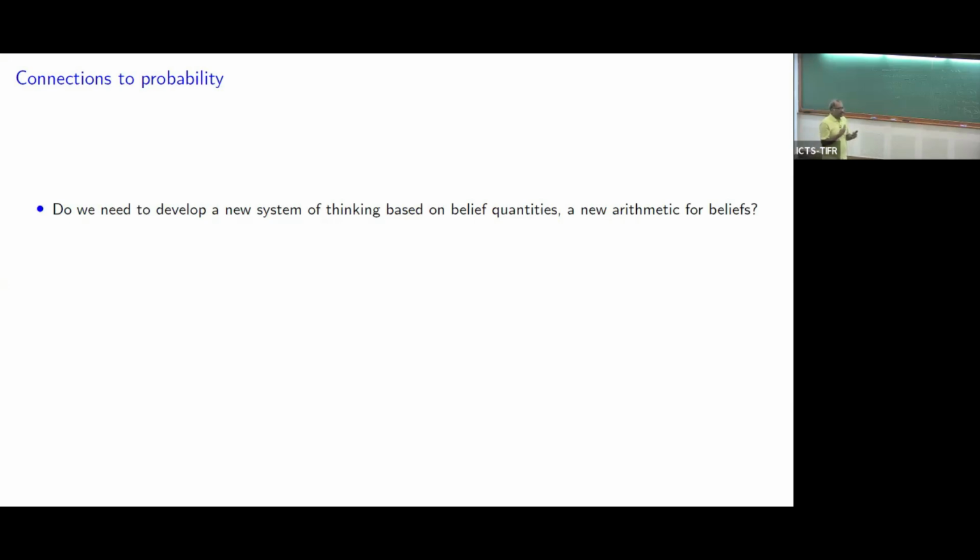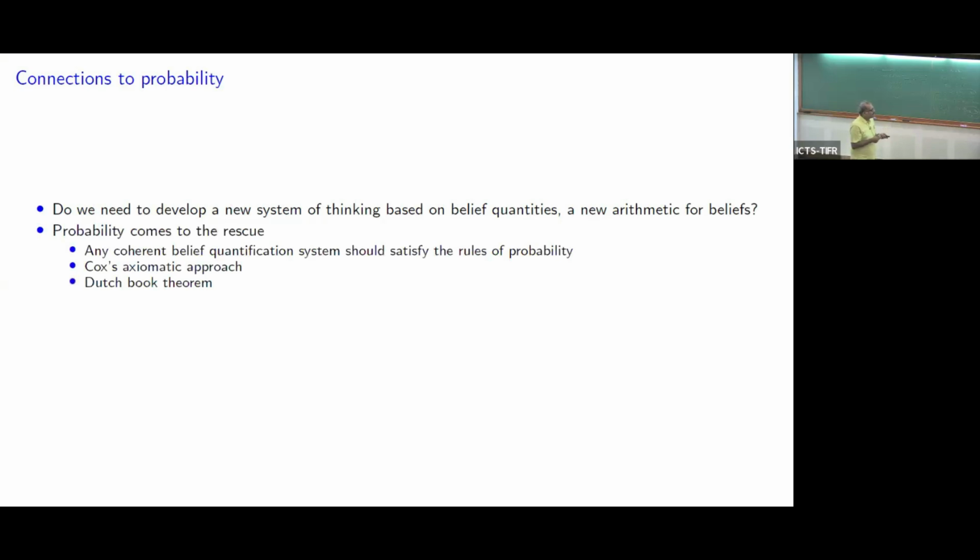Then how do we do all these manipulations? Do we need some kind of a new framework for doing this? Do we need a new sort of arithmetic of operating on beliefs and things like that? So that's a natural question that comes up. But luckily here, probability theory comes to the rescue.